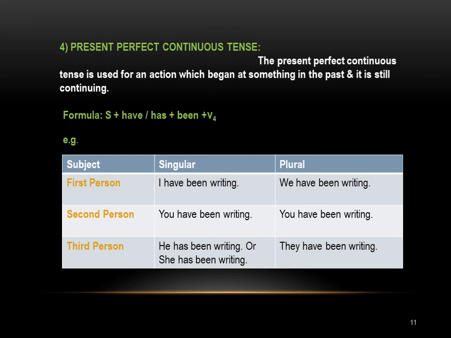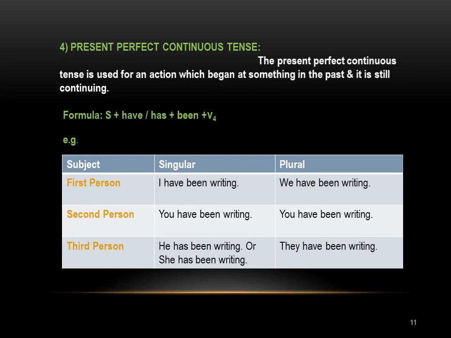Okay. Next, third person, singular column. He has been writing. He is the subject, has been is also important, and then writing, V4. V4 means the present participle form of the verb. Okay. Next, she has been writing, as per our formula. Please see carefully: she has been, and writing here means the present participle form of the verb.